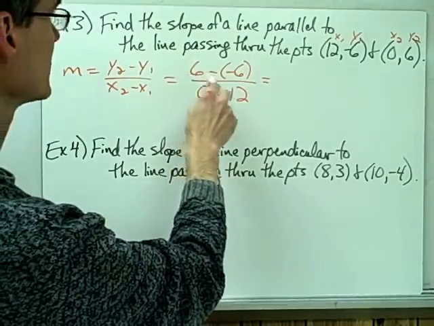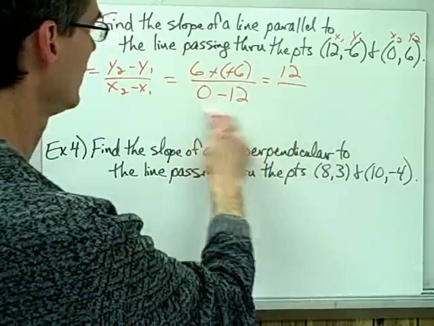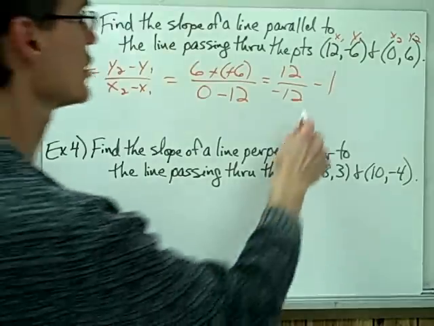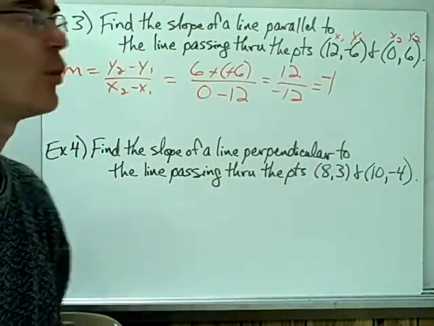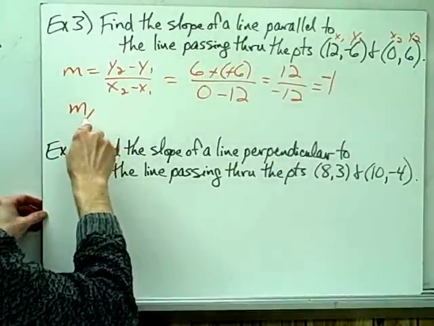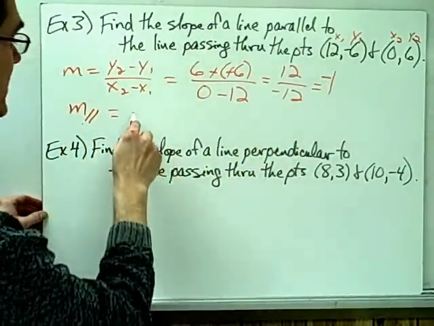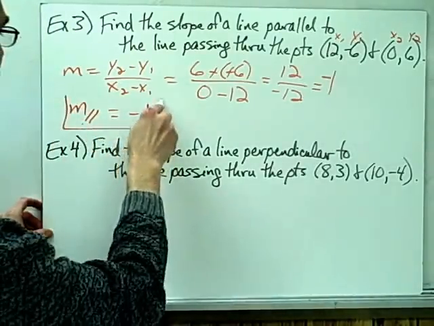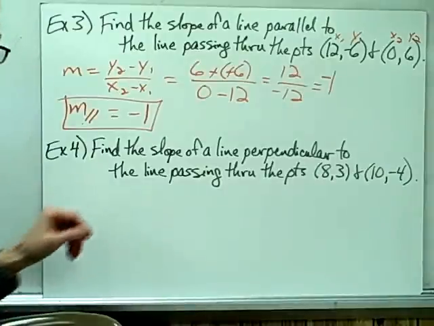So that's going to give me, let's see, 6 minus negative 6, that's 6 plus 6, which is 12. 0 minus 12 is negative 12, so this gives me a slope of negative 1. Well, I want the slope of a line parallel to that line. I'm going to write that like this, slope and my little parallel symbol. So the slope of a line parallel to this is just going to be negative 1. So there's the slope of my line that's parallel to the line passing through those 2 points.